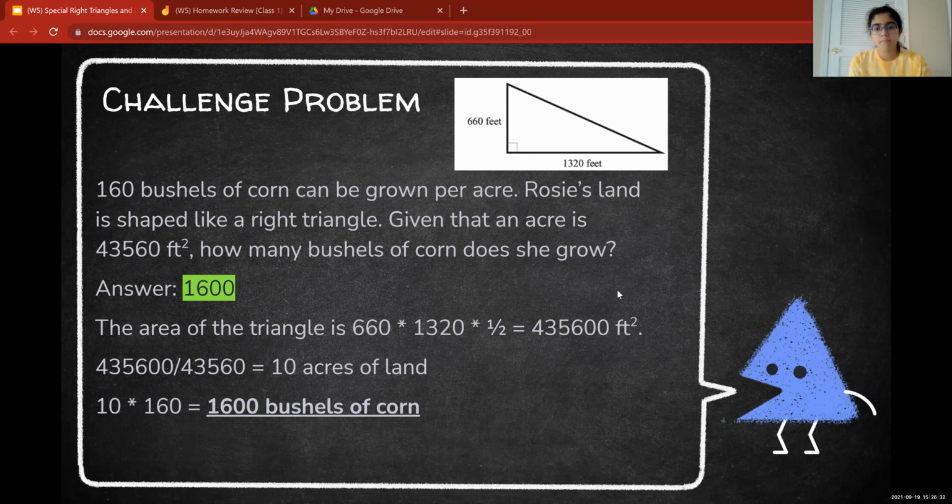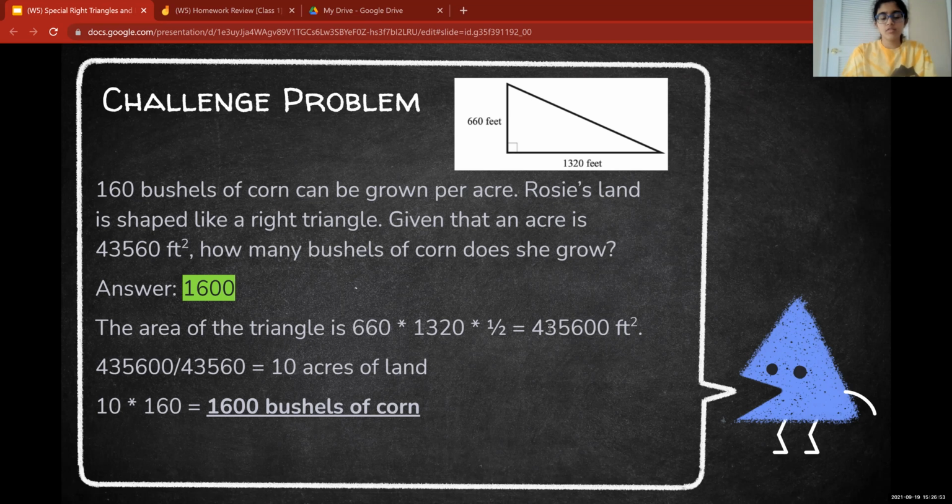But why did you decide to divide it? I thought you were supposed to multiply. Because you are given that you have 435,600 feet squared, right? And you want to find out how many acres are there, right? Wait, let me type this.